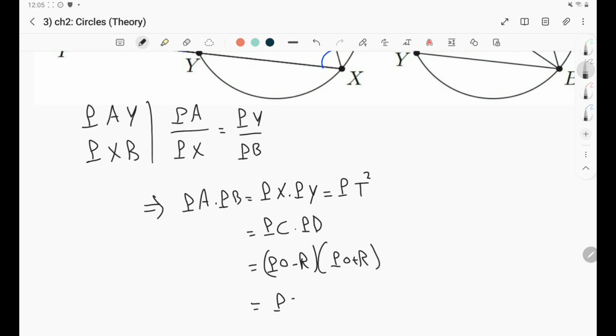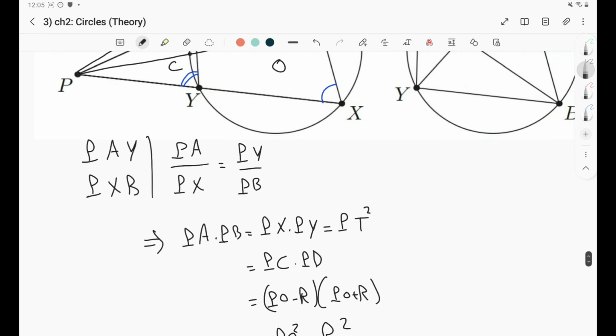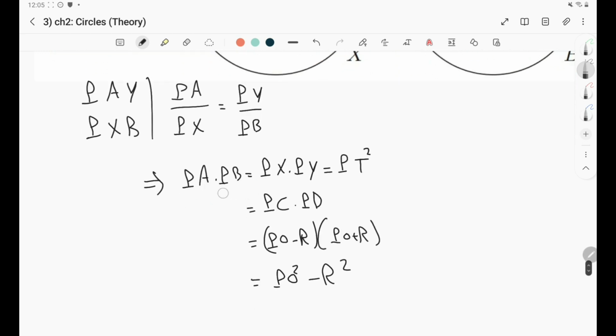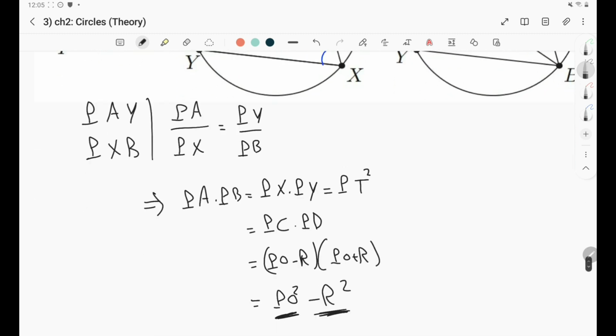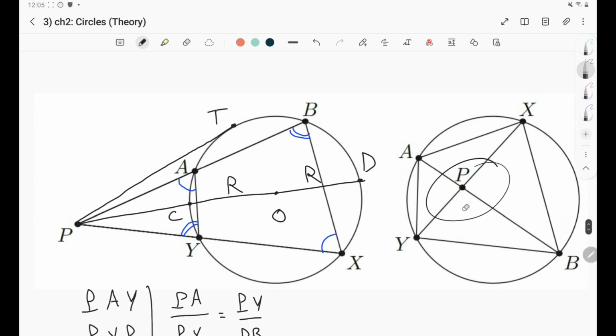So that means this thing is equal to the difference between two squares, PO square minus R square. So this is also a very nice way to represent the power of point P. That's PA times PB, which is PX times PY, which is PT square. It's in fact PO square minus R square. And from this you can see that it really only depends on P and O and R. So it only depends on the location of P and on the circle that's determined by R and O, right? Okay, very nice.